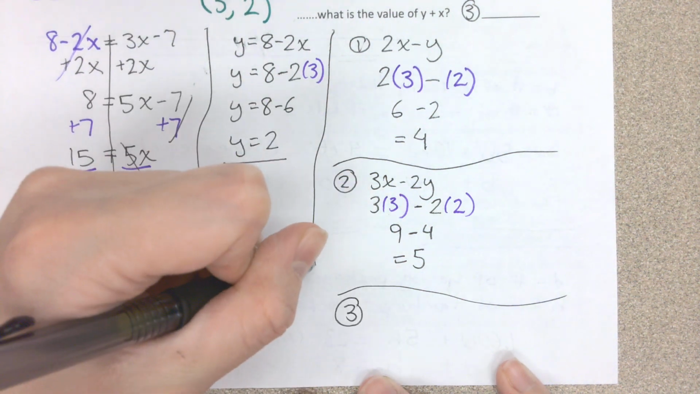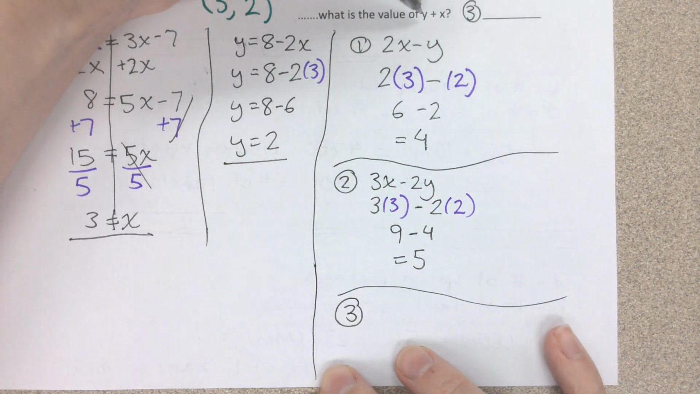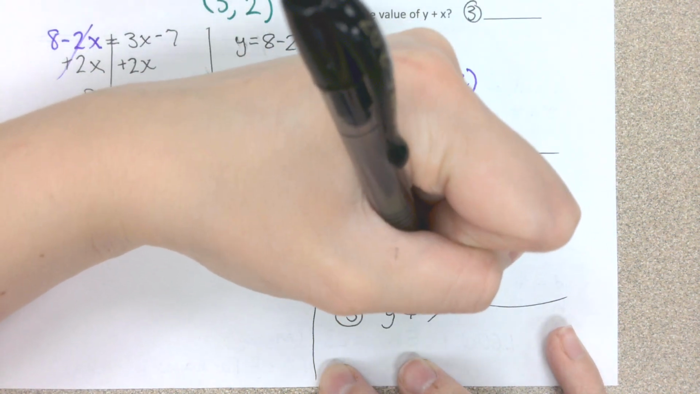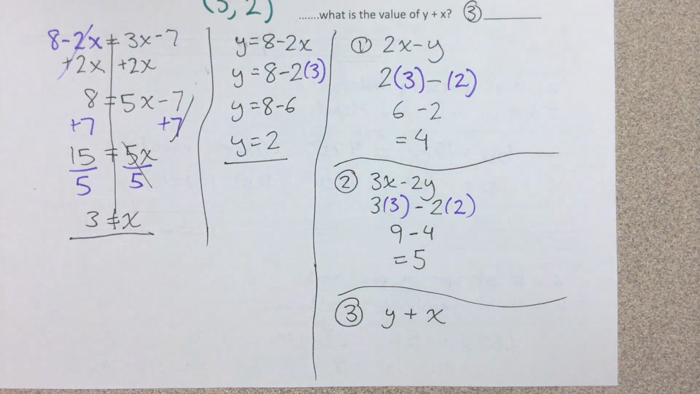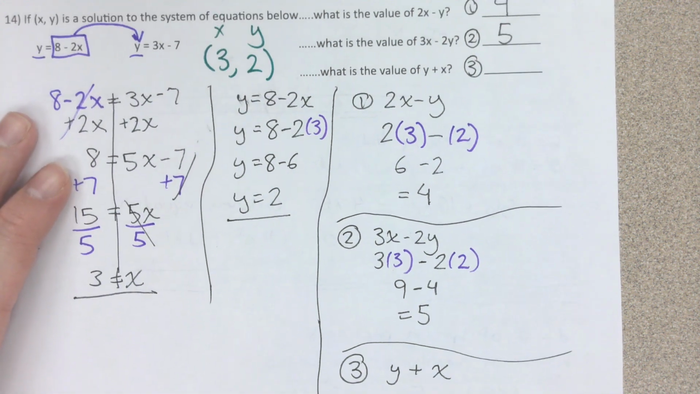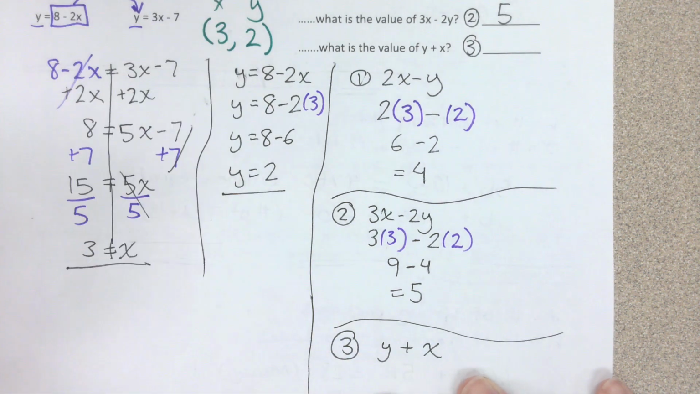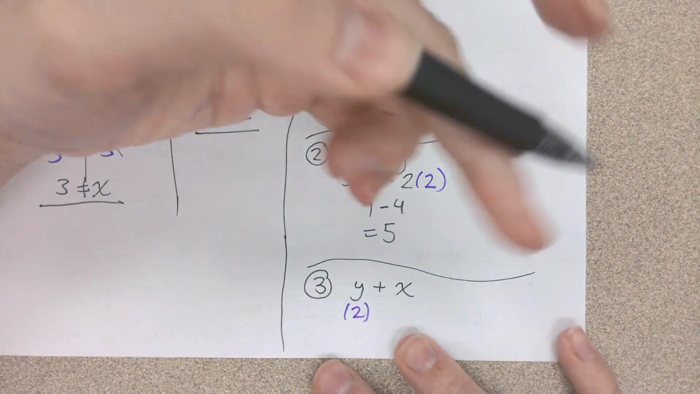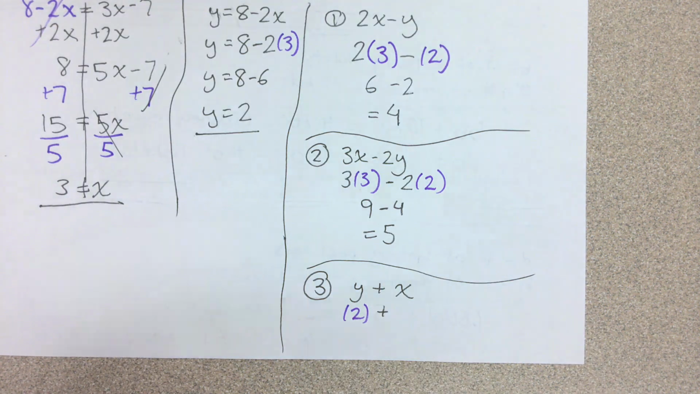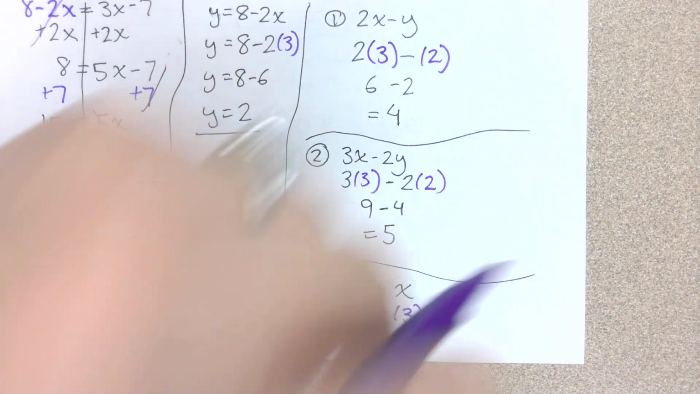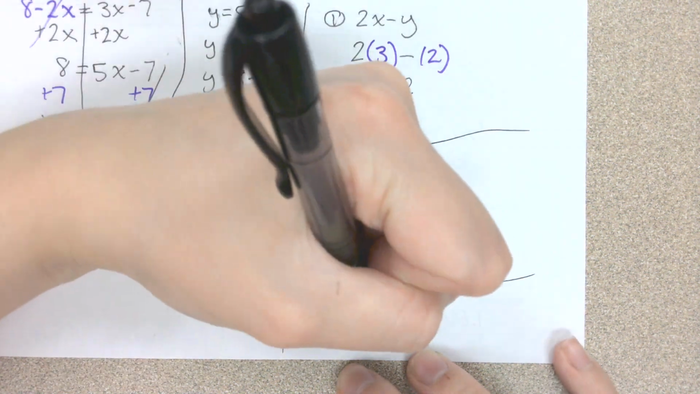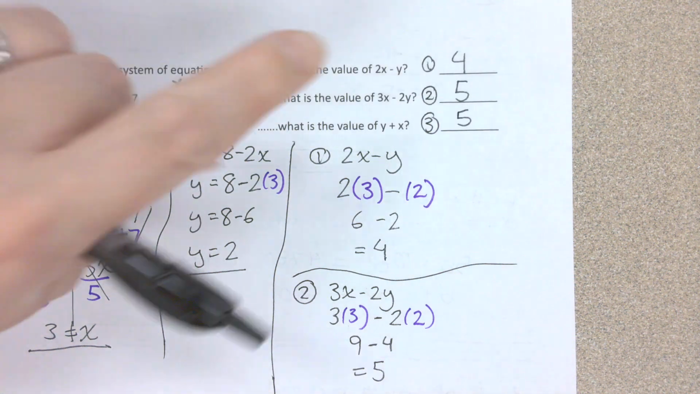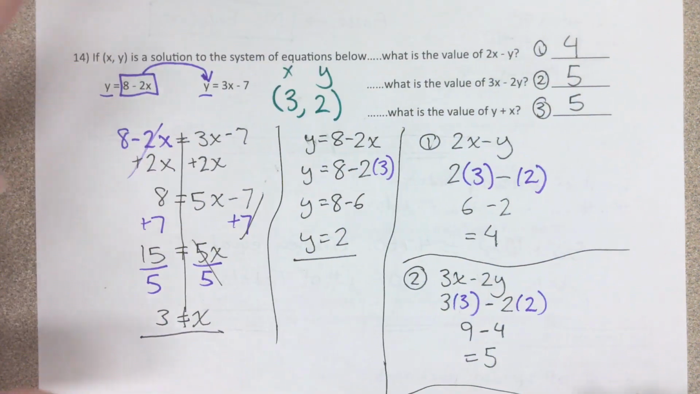Question number 3. Y plus x. Now they switch the letters, the order of the letters to try and trick you, so just make sure you're paying attention. Y is 2 plus x is 3. 2 plus 3 is 5. So 4, 5, 5. Those are the numbers.